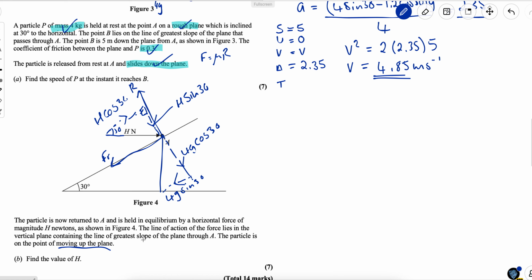So now what do I have to do? Find the value of H. I don't know H, I don't know R, and I don't know F. But thankfully, because it is on the point of moving, friction is limiting, and again I can use F equals mu R. So I'm going to do the same process that I did before. First of all, resolve perpendicular to the slope to find R. This time, R is not equal and opposite to this because there's an extra force. So 4G cos 30 and H sine 30.